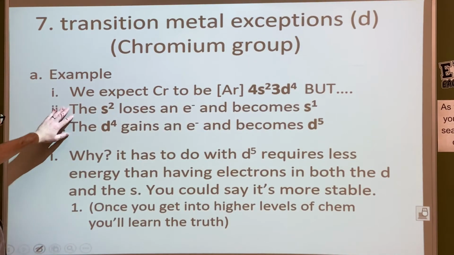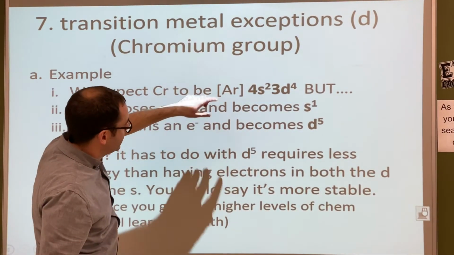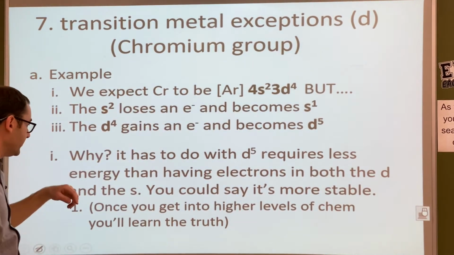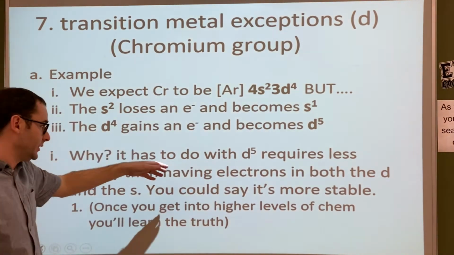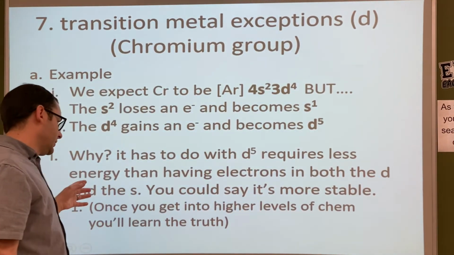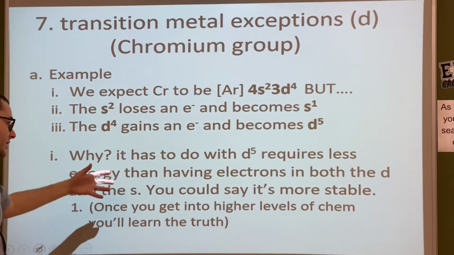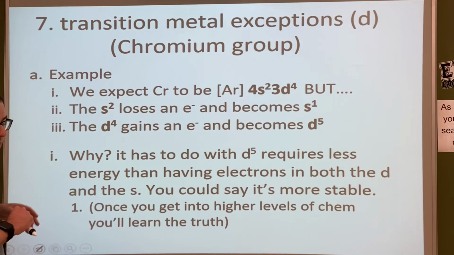All right, so the S2 loses an electron, becomes S1. The D4 gains that electron, becomes D5. Why? It has to do with the D5 requiring less energy than having electrons in both the D and the S paired up. You could say it's more stable. Once you get into higher levels, like I said, they'll talk more about it, all right? But that's kind of the basics for it. Does that make sense? Now, that happens usually whenever you have a D4. So that switch will happen in there.